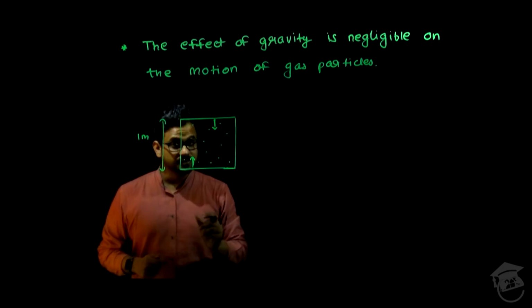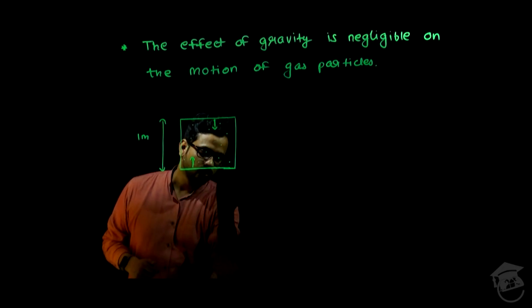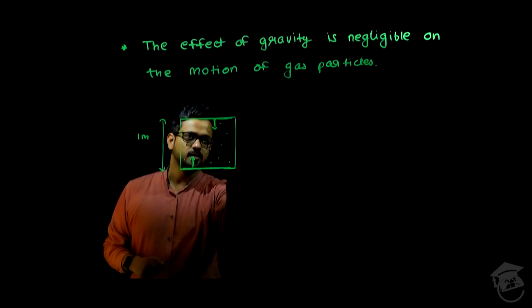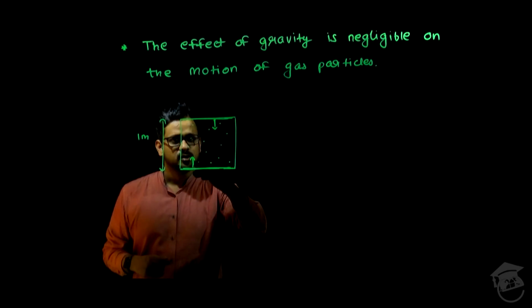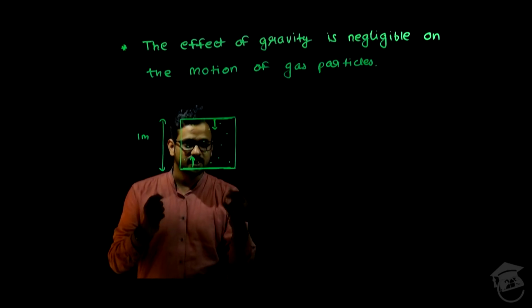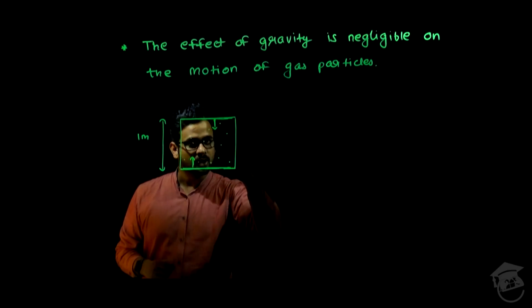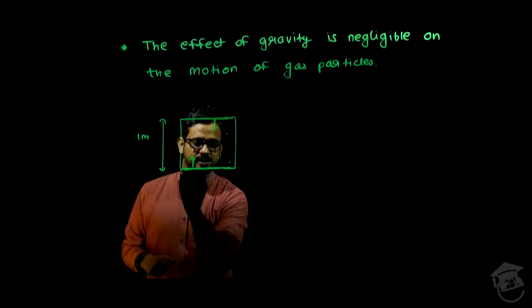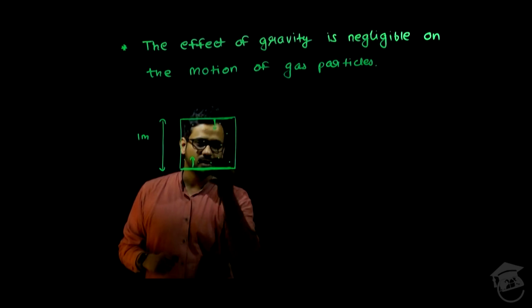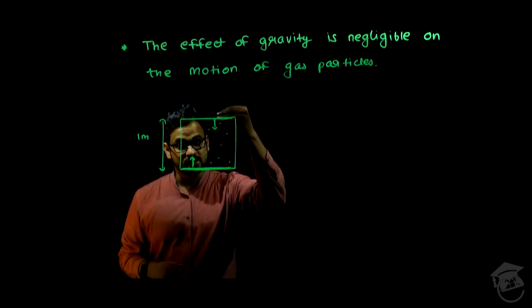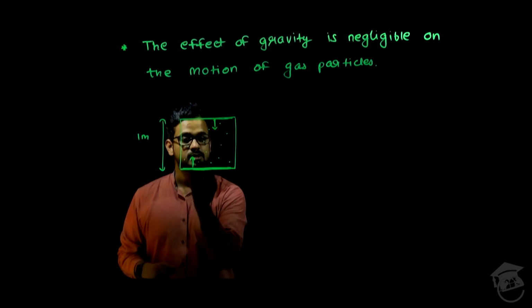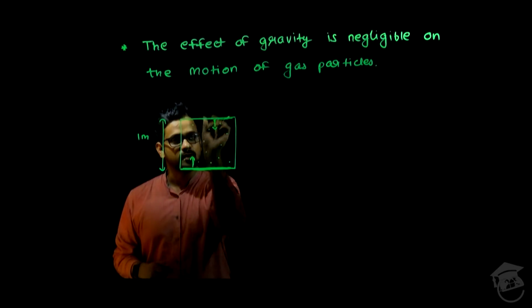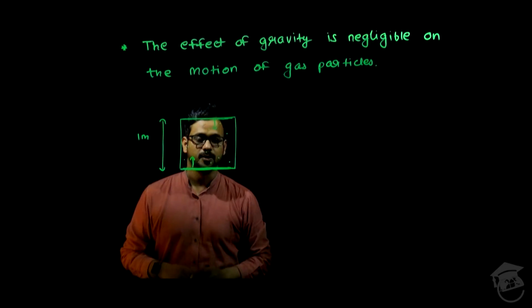So as a general observation, at the bottom wall the particles will be striking at a higher speed, and at the top wall the particles will be striking at a lower speed, because any particle during its upward motion will experience a decrease in speed, and during its downward motion an increase in speed, right? If the particles at the bottom wall are striking with a larger velocity, they are exerting more force, and more force would lead to a higher pressure at the bottom wall and a smaller value of pressure at the top wall.